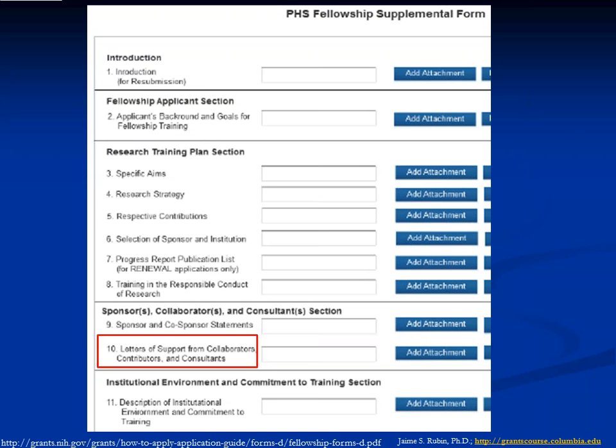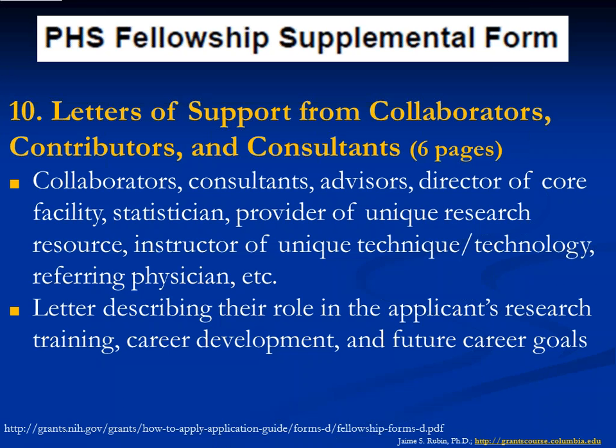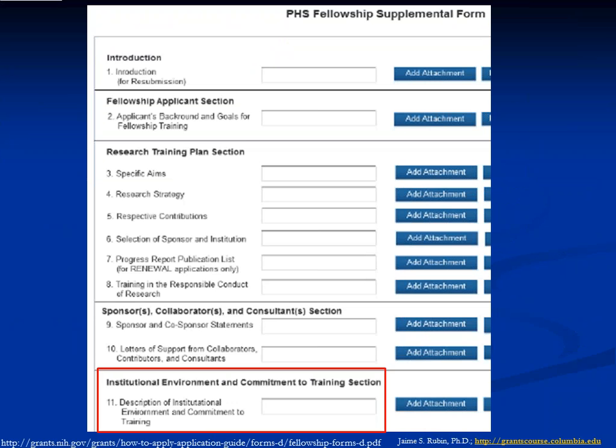Letters of support from collaborators. All right, this is up to 6 pages. So this would be anybody else that's involved in your research, another advisor, another co-investigator, the director of a core facility that maybe is helping you out, a statistician that's helping you out, and so forth. And they would talk about their expertise and their role in the proposed research plan, up to 6 pages.